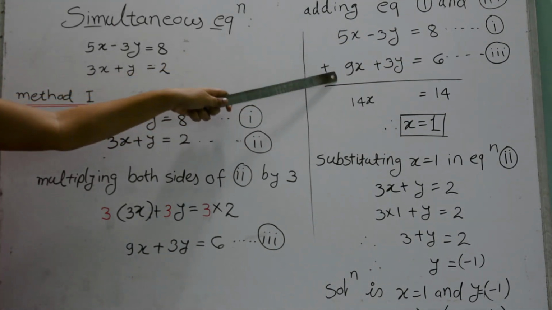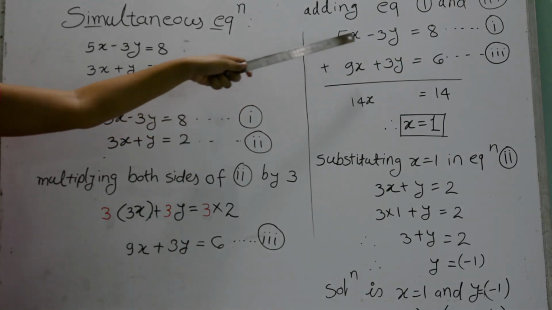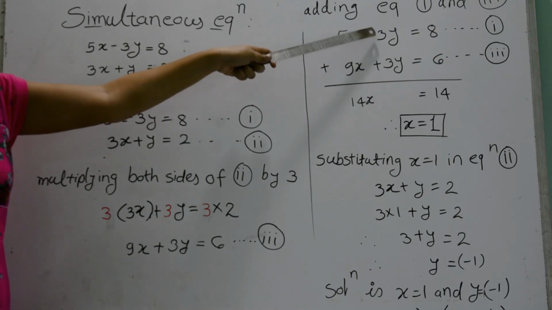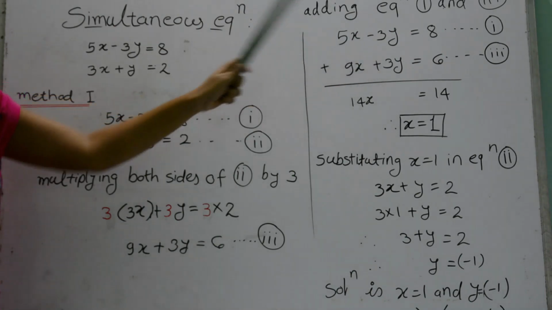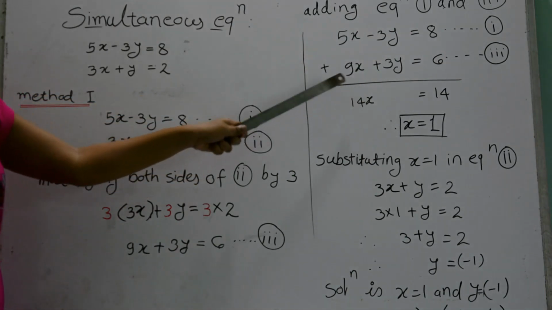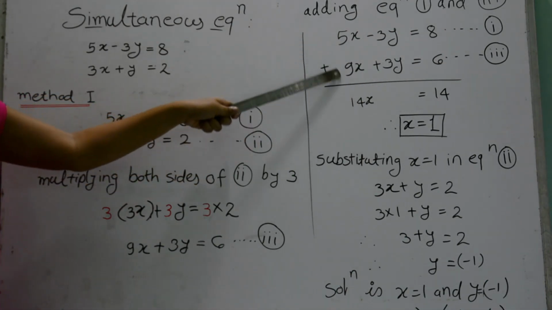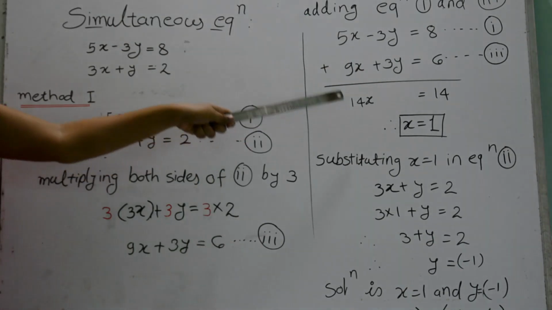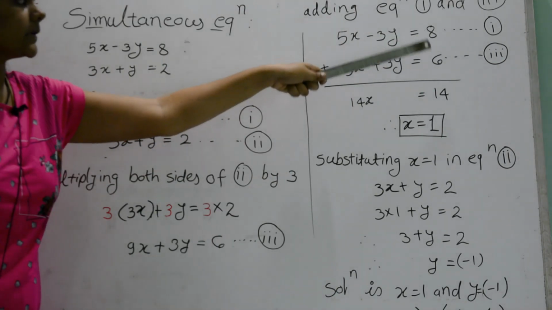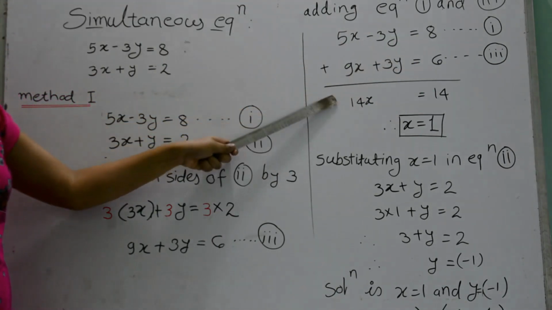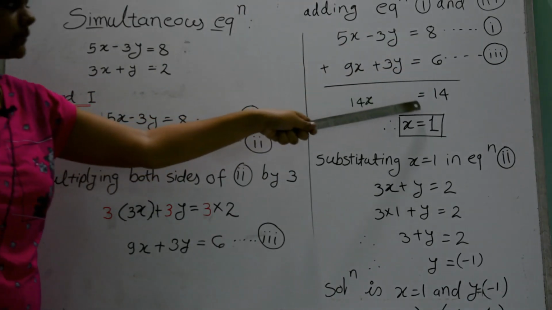When I add both equations, as we previously discussed, minus 3y and plus 3y are going to get cancelled. So it will remain with only one variable, which is x. So 5x plus 9x is 14x, and minus 3y plus 3y gets cancelled. 8 plus 6 equals 14. So what will I get? 14x equal to 14.